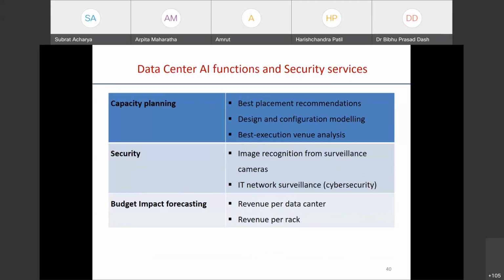Next is capacity planning, like the best place to place the server, and then security analysis, like image recognition from surveillance cameras or IT network surveillance. Those types of event data are also required.